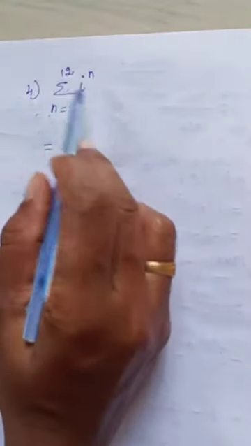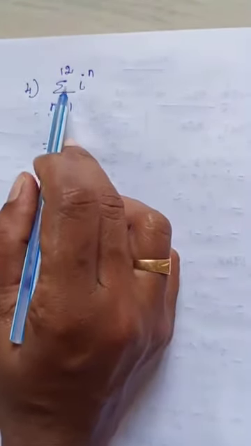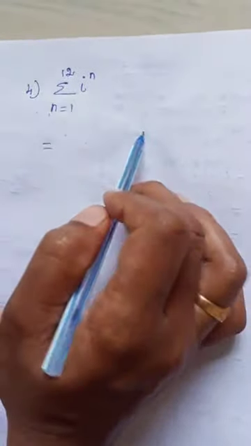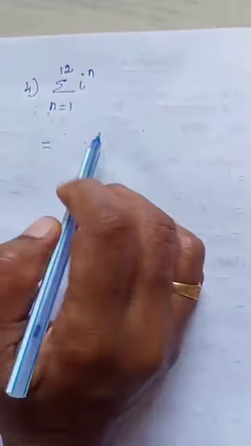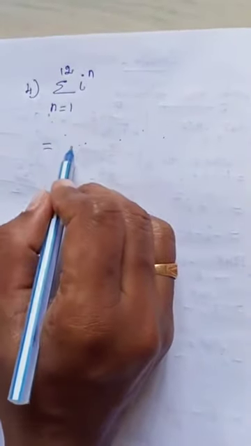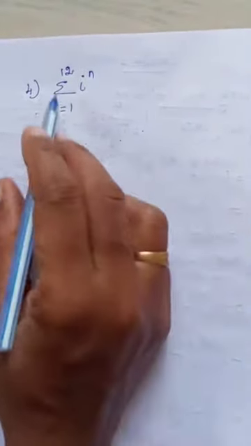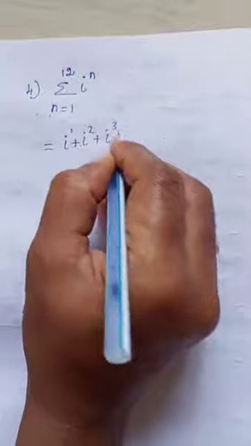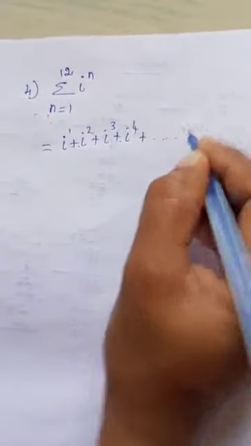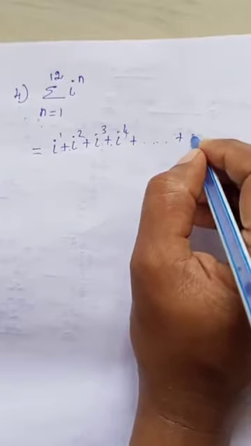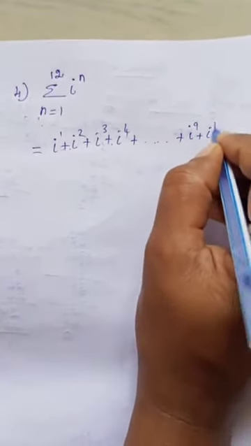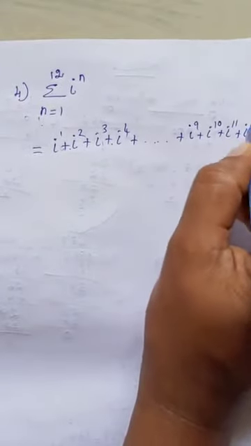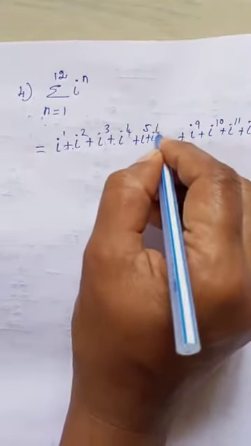Then the next problem is sigma n equal to 1 to 12 i power n. 12 is divisible by 4, isn't it? When we write sigma, we can split that value as 4 plus 4 plus 4, which is 12. So when we split it, automatically we will get 0 plus 0 plus 0 because this is in addition. If we write i power 1 plus i power 2 plus i power 3 plus i power 4 plus etc., again plus the last 4 numbers, i power 9 plus i power 10 plus i power 11 plus i power 12. Even this you can write if you need.